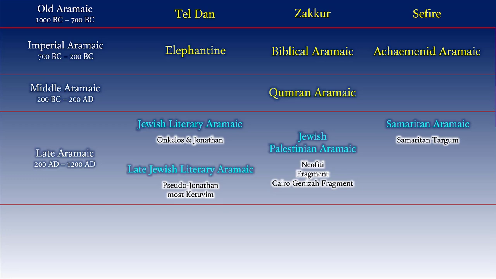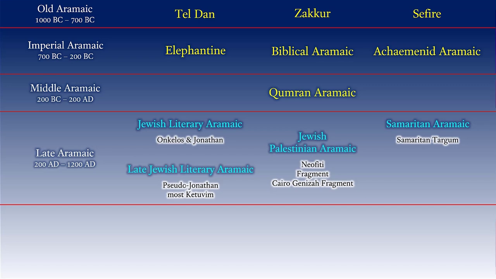Centuries later, there's Late Jewish literary Aramaic, and this is the dialect of Pseudo-Jonathan, which is also a Pentateuch Targum, and most of the Targums of the individual books of the writings. Now, in the middle column, you see that there's another dialect for different Targumim. This is Jewish Palestinian Aramaic, so this is a geographical term, in addition to being a dialect term. And this appears in Targum Neophiti, Fragment Targums, and the Fragment Targum witnesses among the Cairo Geniza documents.